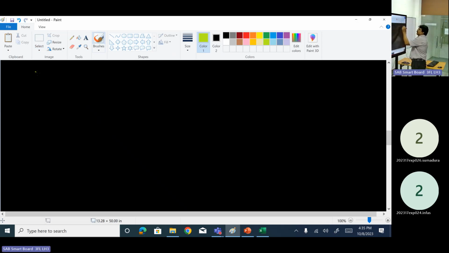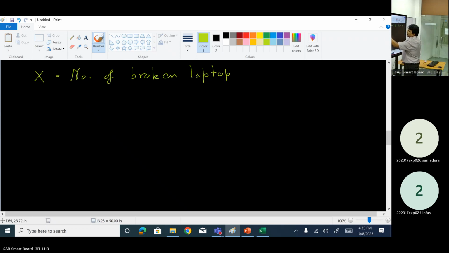So X is the number of broken laptops. If you prefer to define the number of working laptops, no issue. So N will be the same. P you have to put correctly.